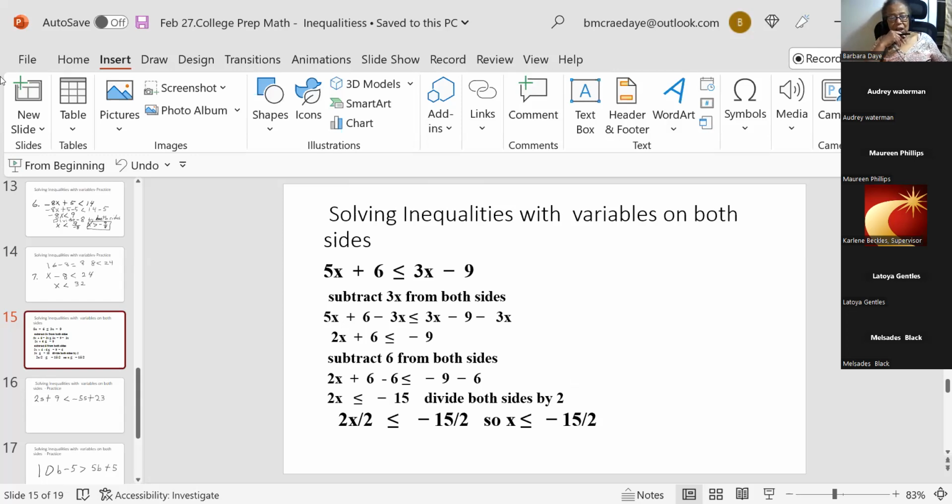Any questions about solving inequalities with variables on both sides?